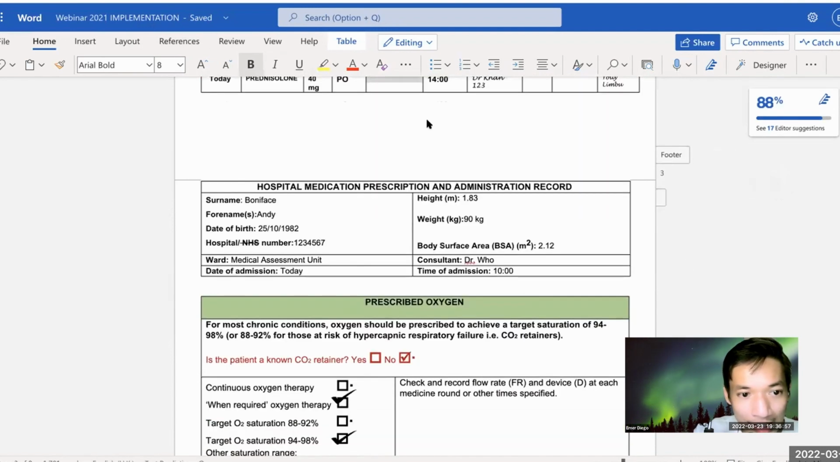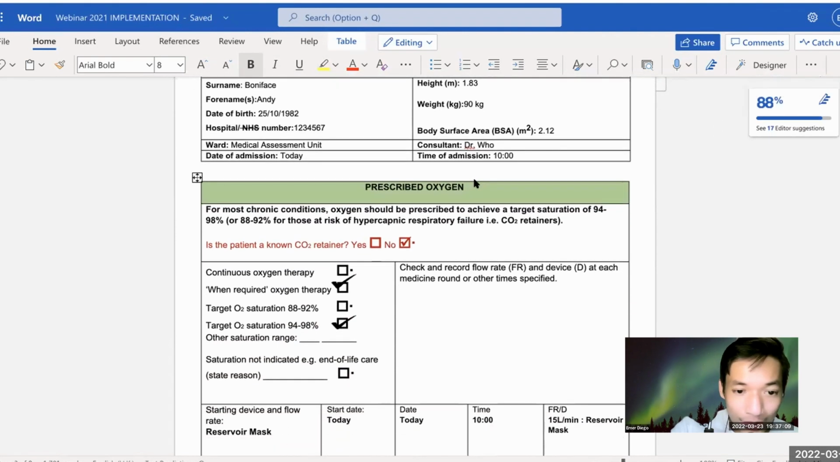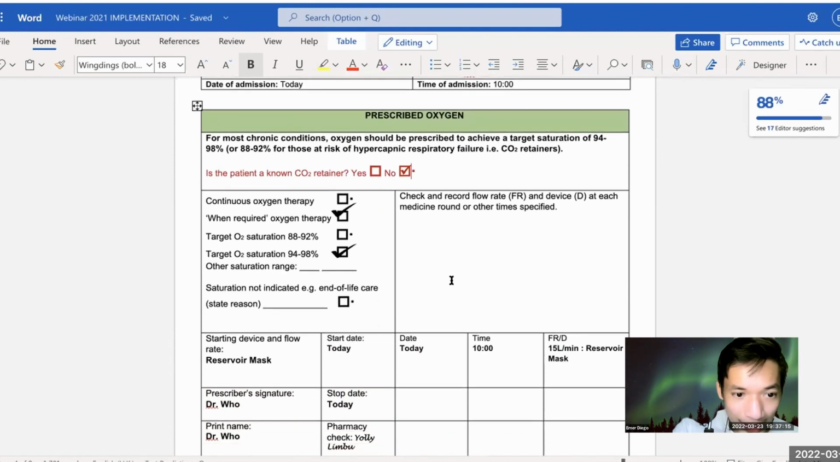Next page. So this prescription chart is still for Andy Boniface, and all the details are still the same. I'm happy to proceed. So, prescribed oxygen: the patient is not a CO2 retainer. The patient's target saturation is 94 to 98%.